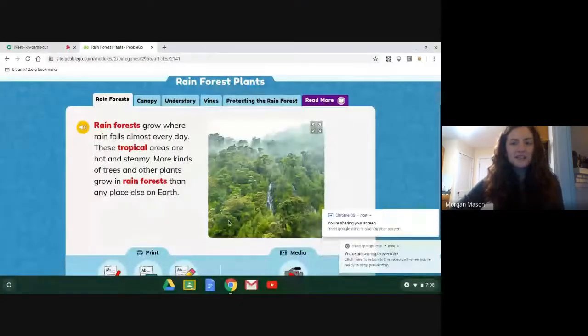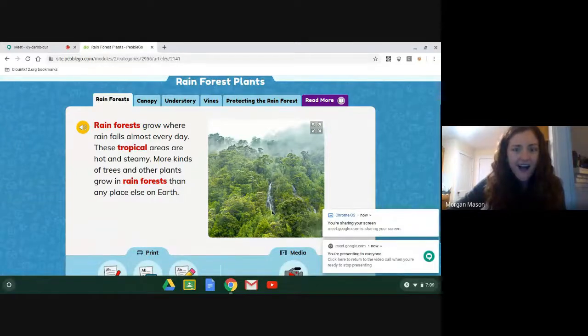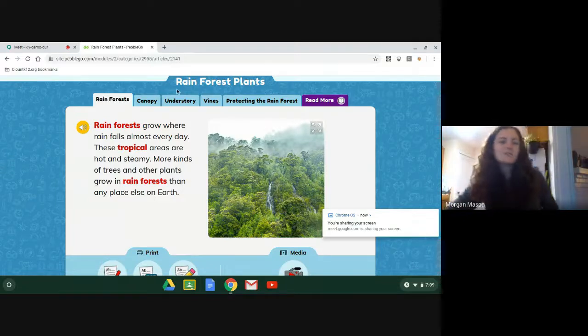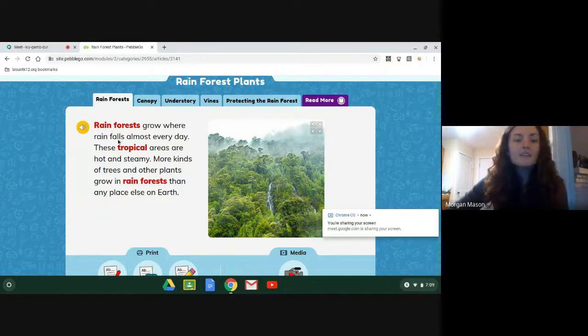All right. Ooh, what do you see over here in this first picture? What is this? Got a waterfall going on. Ooh, and I see some mist, some fog, and some very tall trees. It says rainforests grow where rain falls almost every day. So that's one thing that all plants need. So it's already getting that. It says these tropical areas are hot and steamy.